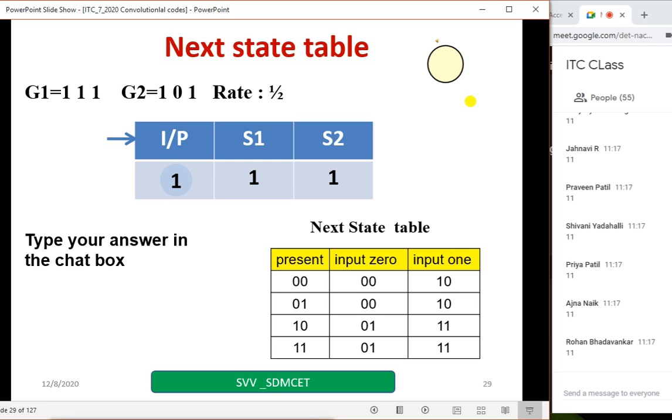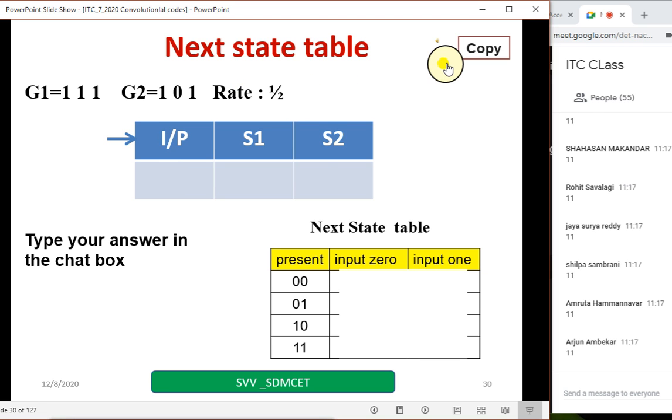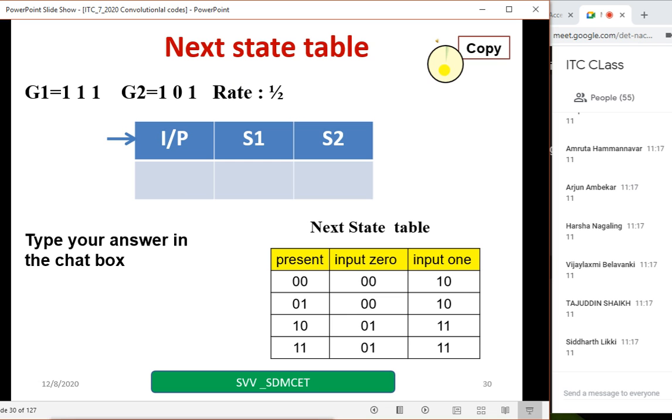Now, what all you have typed is correct. Take a minute. You can copy down if you want. Copy down the next state table and try to understand. If you feel difficulty, you can type your question in the chat box. I'll try to answer for that. Similarly, we are going to discuss the output table.